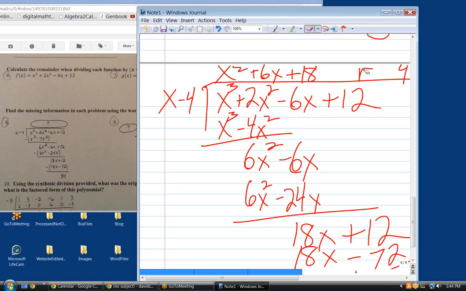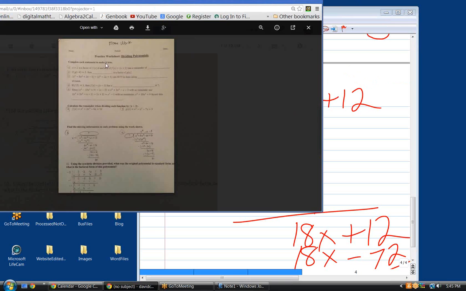In other words, I can make that look like this, plus 84 divided by x minus 4. And technically that's the correct answer. This is the correct way to do it. But if you're just going to list the remainder, then you probably don't need the divisor. All right.